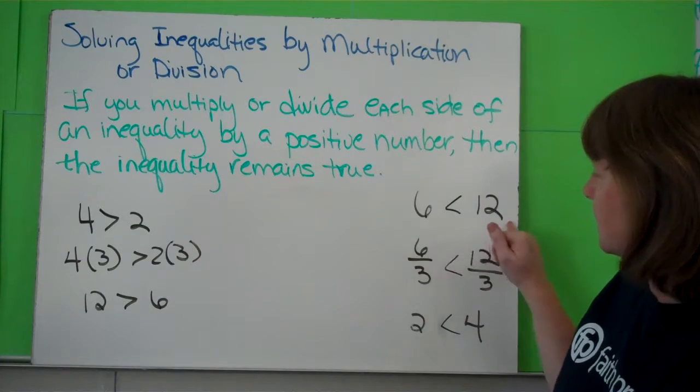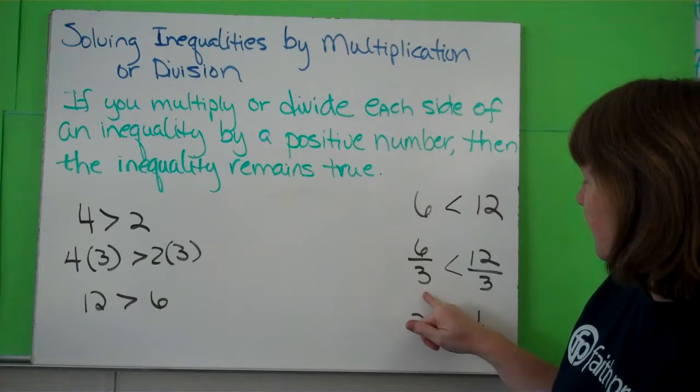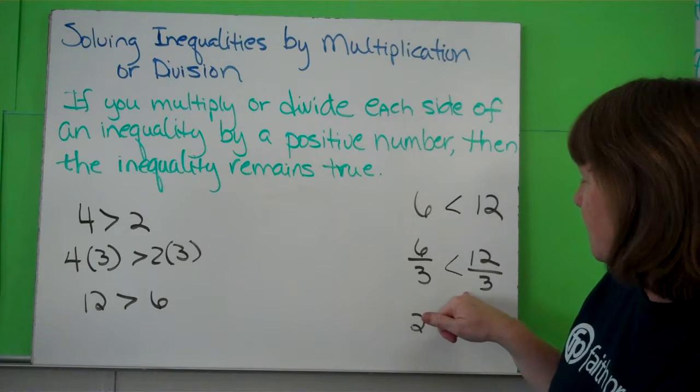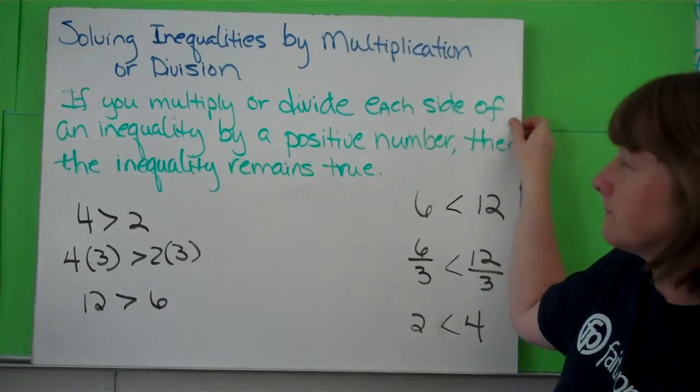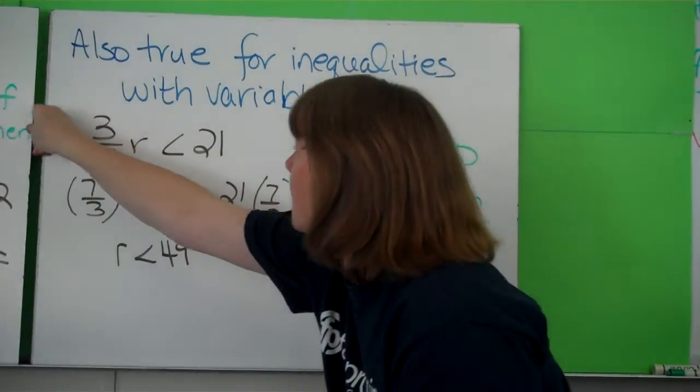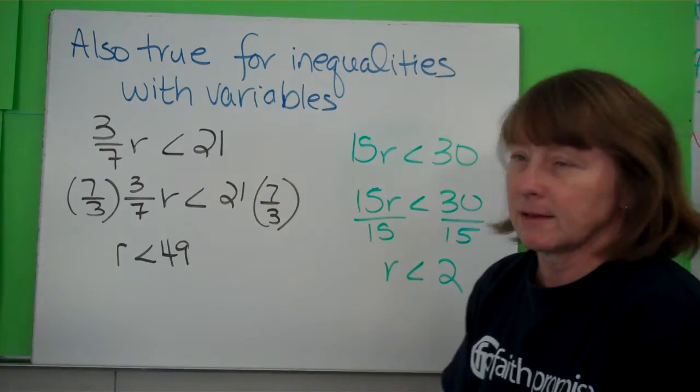Here we have 6 is less than 12. If we divide each side by 3, we end up with 2 is less than 4, which is true. This is also true for inequalities with variables.